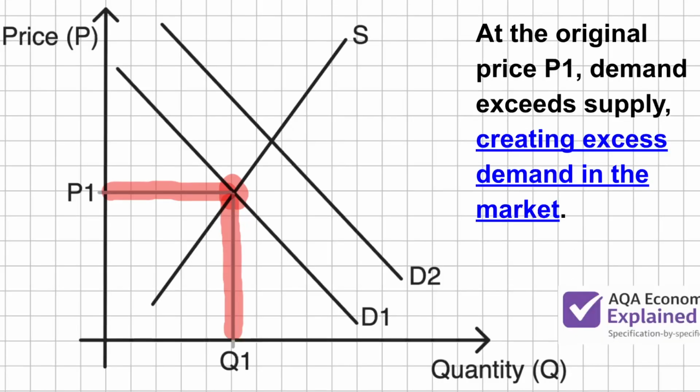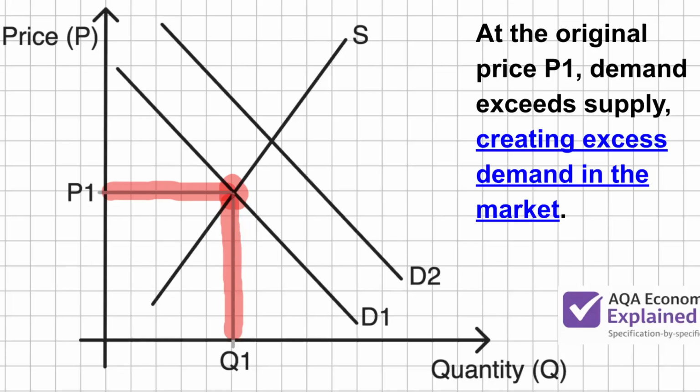Next, I need to explain what happens at the original price. I haven't changed anything in the diagram yet. At P1, the new demand curve shows that quantity demanded is now greater than quantity supplied. This creates excess demand in the market. I make sure I actually use that phrase in my answer, because examiners like it. So what I write is, at the original price P1, demand exceeds supply, creating excess demand in the market.